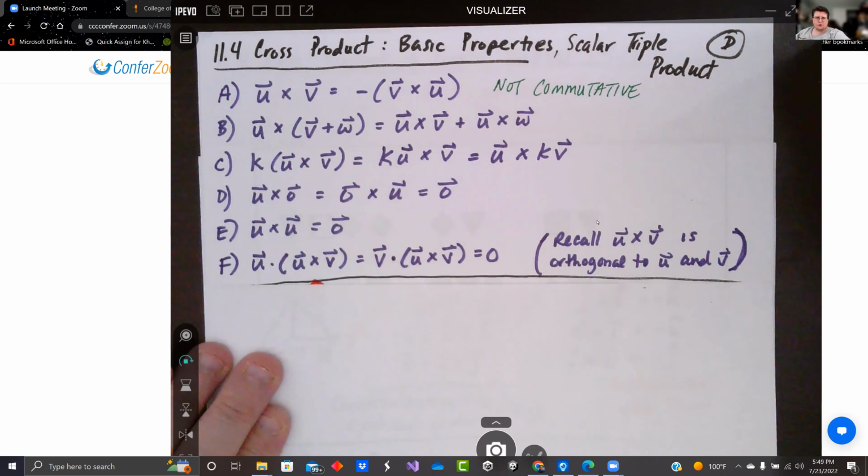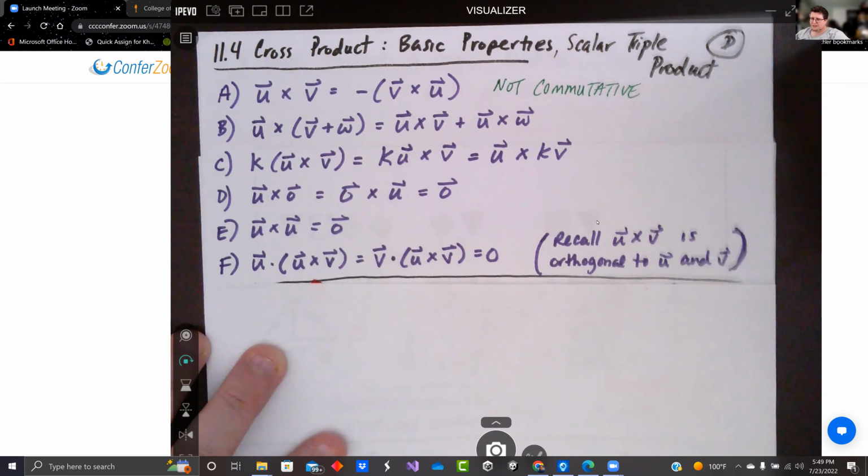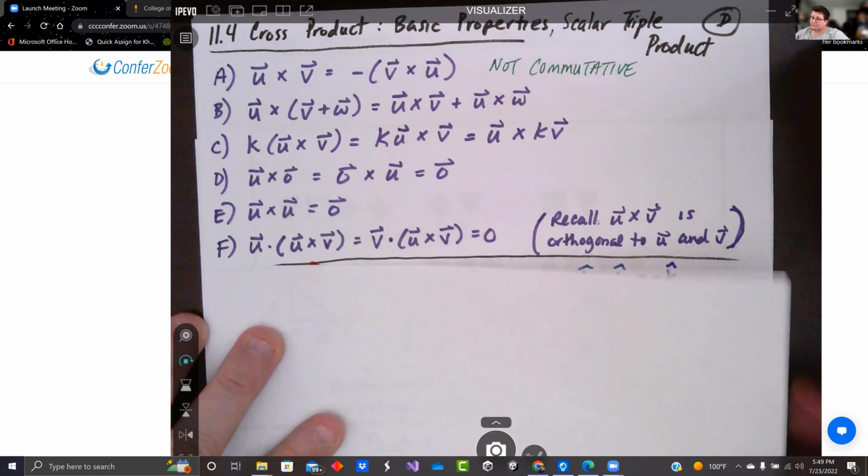If you work out U cross U, you're going to see no matter what you do, you'll have U1 V2 minus U1 V2. Each set of terms zeroes out. It just happens that way.